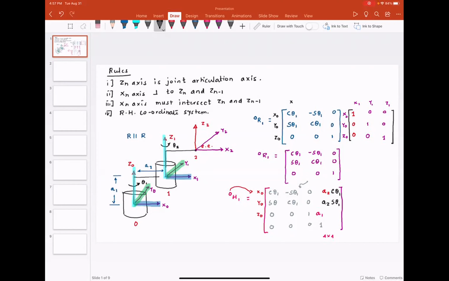I'm still not understanding how the A2 sine theta 1 fits there. Why? How does that fit there? Okay, I'm carrying my iPad with me because this is where it's being recorded. So what I'm going to do, just for you, let's look from top.